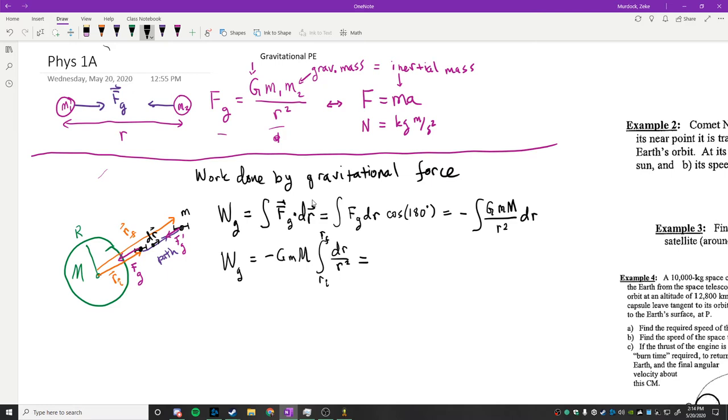Stuff like this is where it's like, why on earth don't they expect you to do Calc 2 before you take this class? This is technically from Calc 3, right? Line integrals are technically from Calc 3, right?